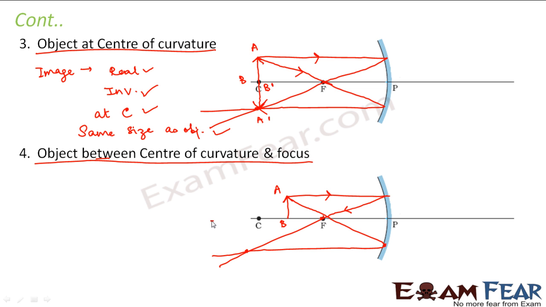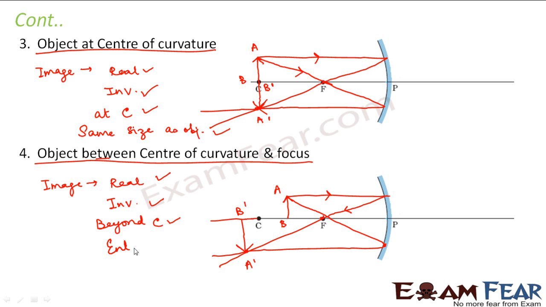So where is the image formed? If you extend this, you see that the image is formed here. So this is B dash A dash. Now did you notice something different in this case? What different did you notice here? Here also the image is real, right? Because the rays are really meeting. Here also the image is inverted. Location of the image in this case is beyond the center of curvature, right? Now what about the size of the image? Here if you see, the size of the image is greater than the size of the object. So the image is enlarged, right?